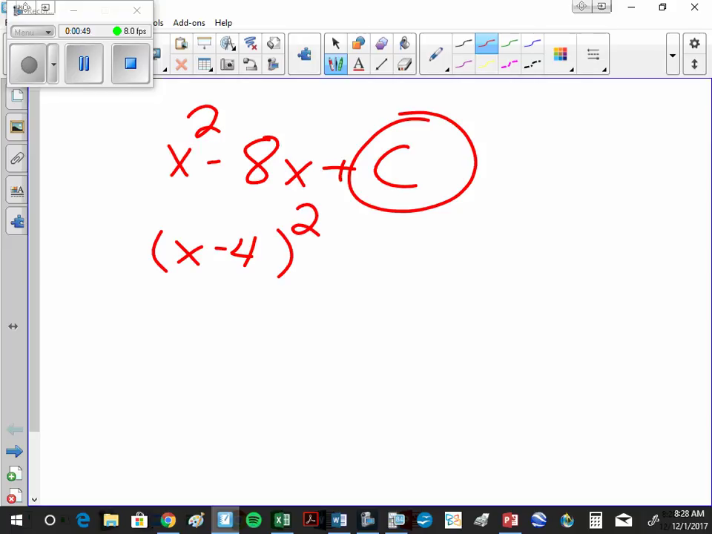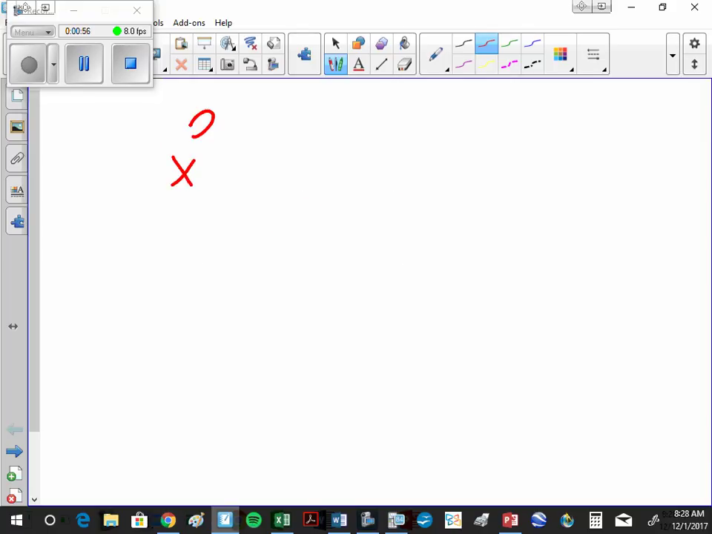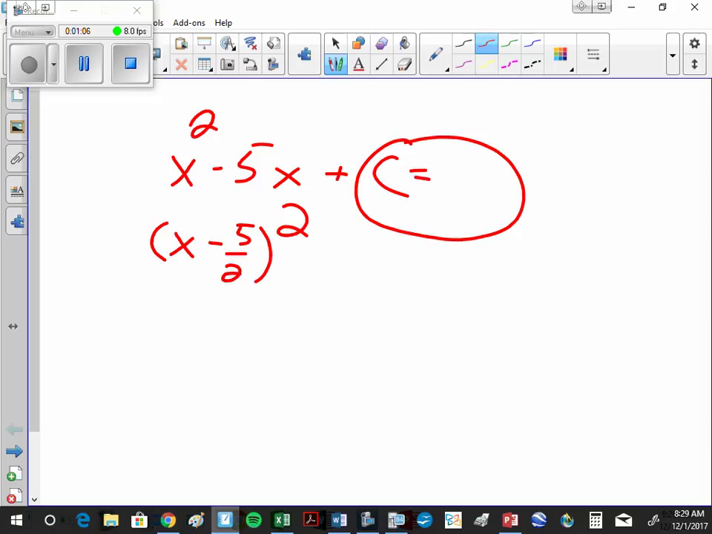So the answer is C equals 16. Okay. What if the middle number is odd? The factor would be 5 over 2, and the perfect square is 5 times 5 divided by 2 times 2, which is 25 over 4. Does that make sense? Okay.